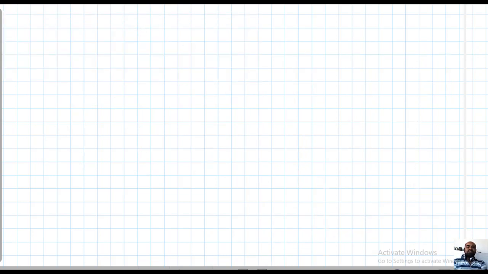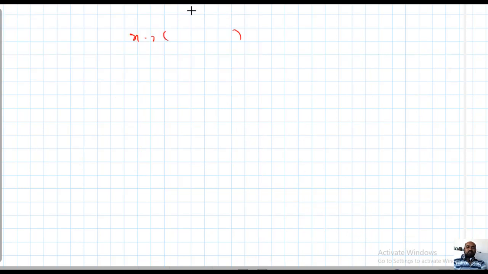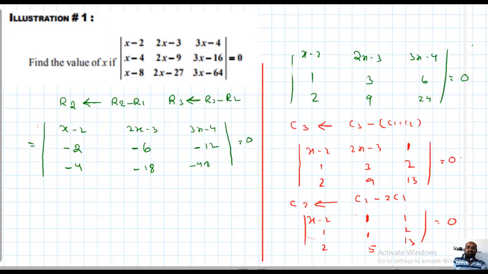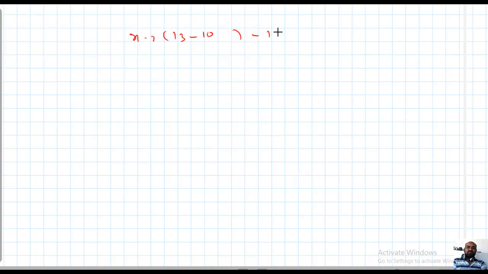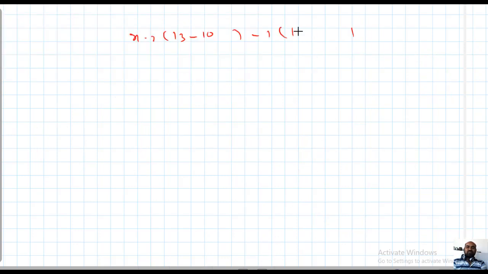Students, listen. x minus 2 into something. What is something? I will write 13 minus 10, minus 1 into 13 minus 4. After that, plus 1 into something, equal to 0.